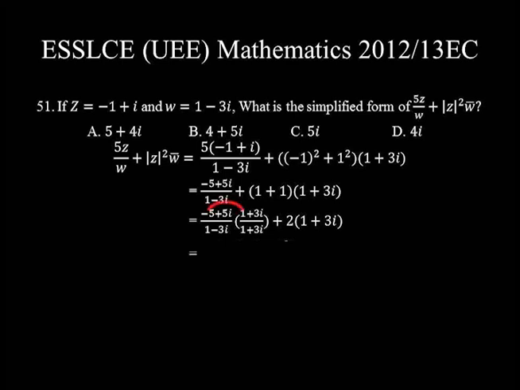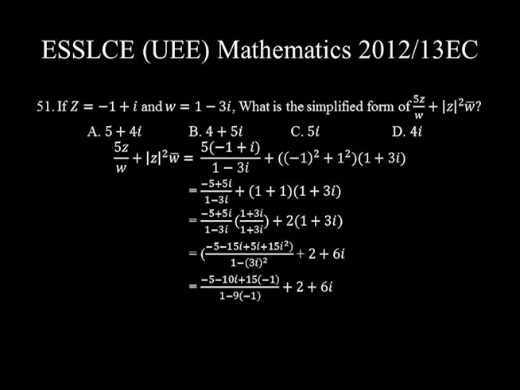-5 times 1 is -5. -5 times 3i is -15i. 5i times 1 is 5i, plus 5i times 3i is 15i squared, divided by 1 squared is 1 minus (3i) squared, plus 2 times 1 is 2 plus 2 times 3i is 6i, which is equal to -5 minus 15i plus 5i is -10i, plus 15 times i squared, which is -1, divided by 1 minus 3 squared, which is 9 times i squared, which is -1, plus 2 plus 6i, which is equal to 15 times -1 is -15.